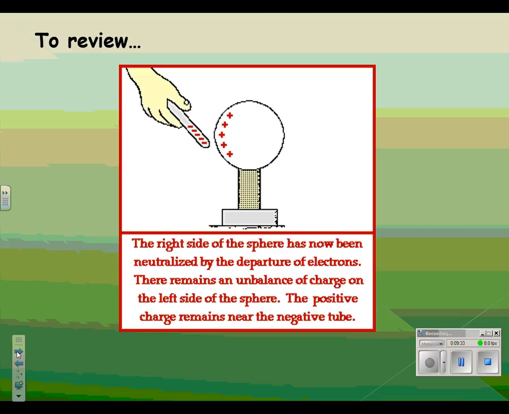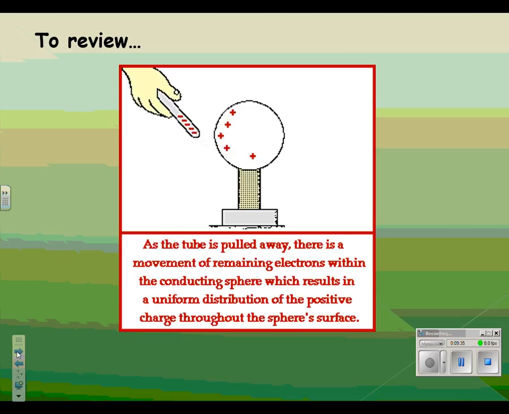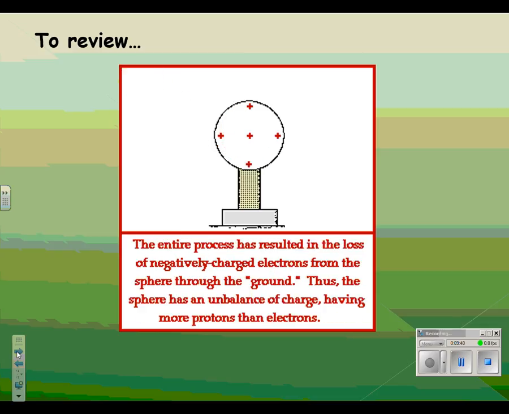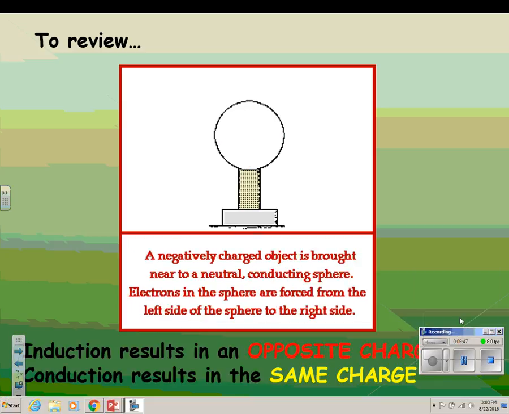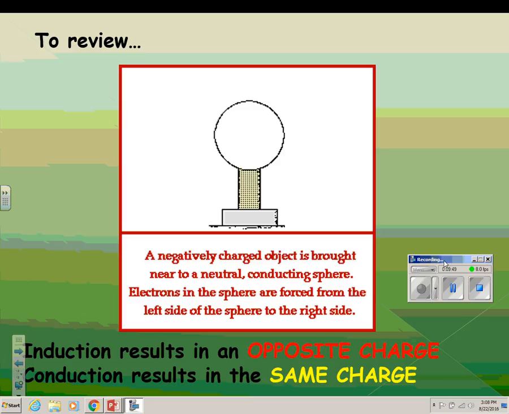And then, after you've allowed those electrons to move out of the sphere, if you take that negatively charged rod away, you end up with an oppositely charged sphere. So induction always results in an oppositely charged object, and conduction always results in the same charge.